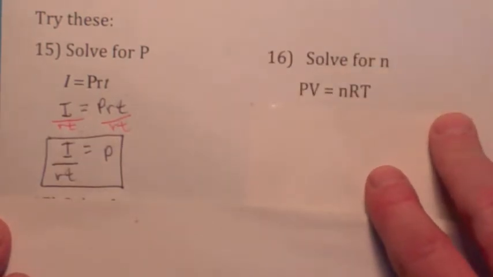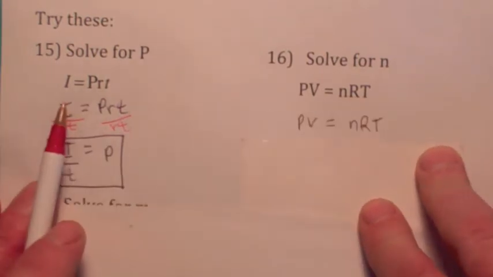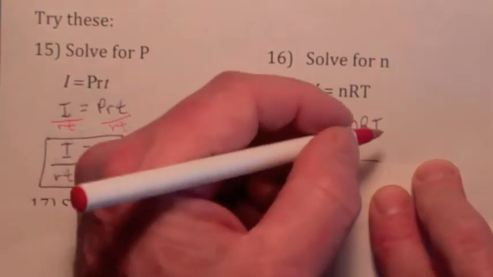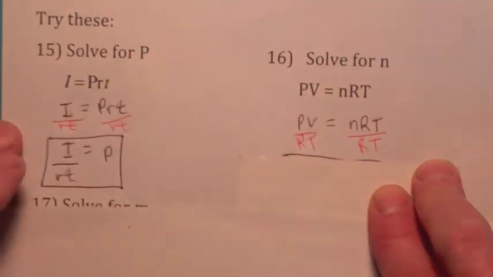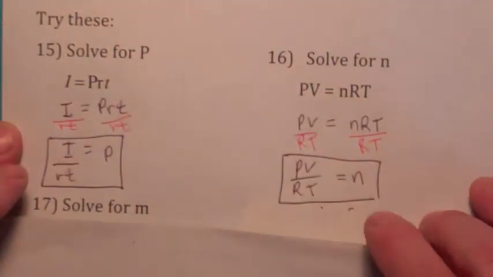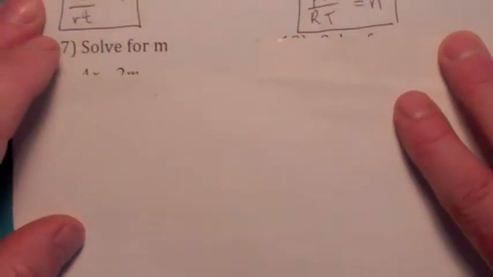On this one, we want to solve for N. Well, the coefficient of N is big R times big T. So to solve for N, all you have to do is divide by big R times big T. And on the right side you have N, on the left side you just get PV over RT. Works the same way, doesn't it?